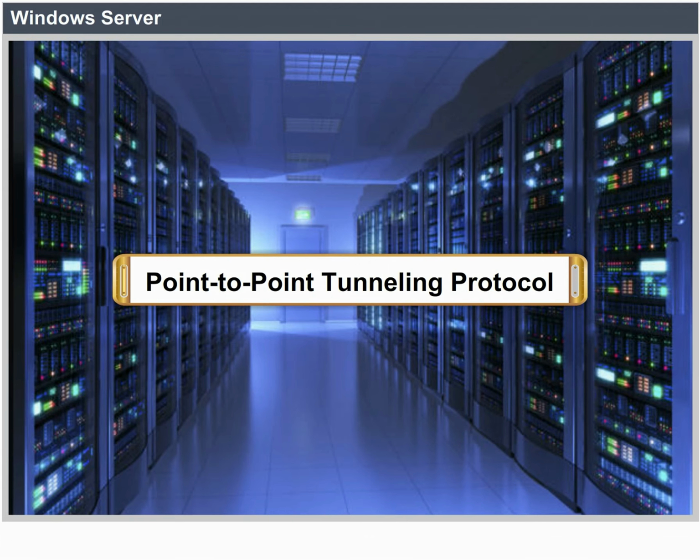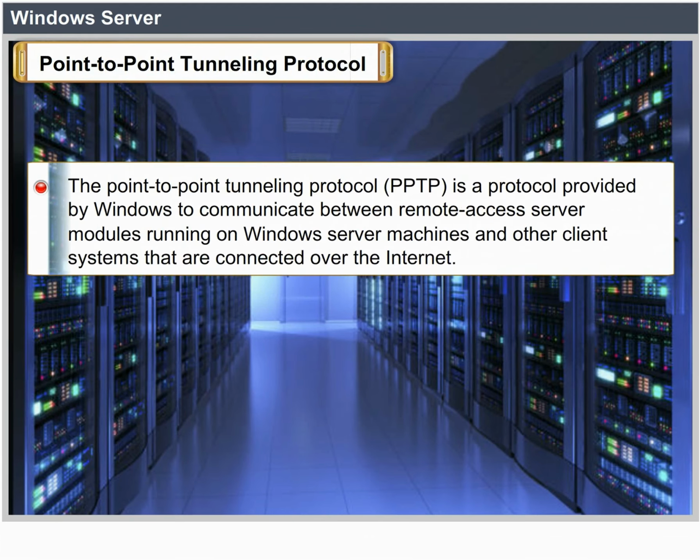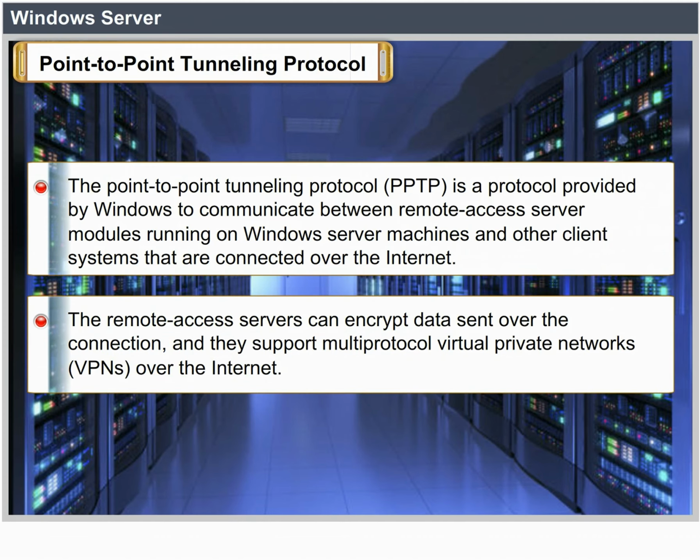Point-to-Point Tunneling Protocol. The Point-to-Point Tunneling Protocol, PPTP, is a protocol provided by Windows to communicate between remote access server modules running on Windows Server machines and other client systems that are connected over the Internet. The remote access servers can encrypt data sent over the connection, and they support multi-protocol virtual private networks (VPNs) over the Internet.